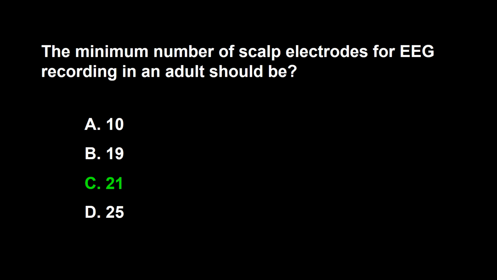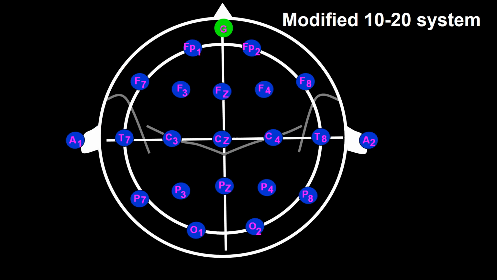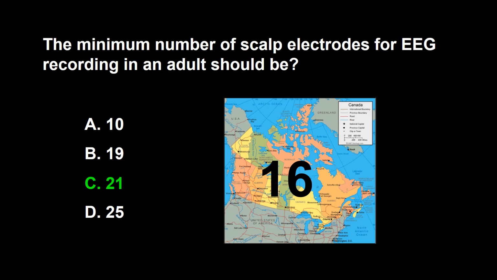The next question is, the minimum number of scalp electrodes for EEG recording in an adult should be A 10, B 19, C 21, D 25. This frame presents a diagram of the 10-20 electrode placement. The number of electrodes usually considered the minimum to record a regular adult EEG in the United States is 21 electrodes plus a ground. So the answer to this question is C.